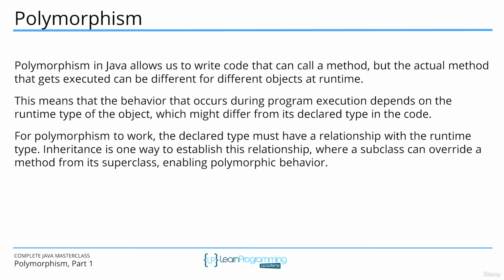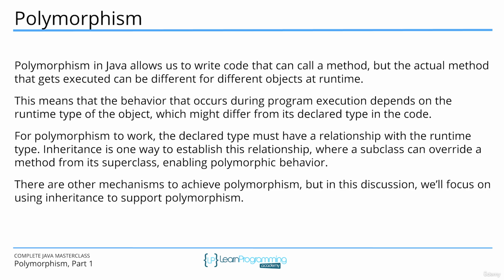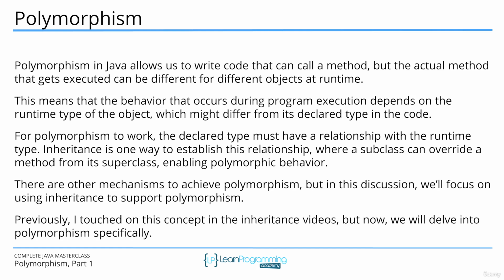Inheritance is one way to establish this relationship, where a subclass can override a method from its superclass, enabling polymorphic behavior. There are other mechanisms to achieve polymorphism, but in this discussion we'll focus on using inheritance to support polymorphism. Previously I touched on this concept in the inheritance videos, but now we will delve into polymorphism specifically.